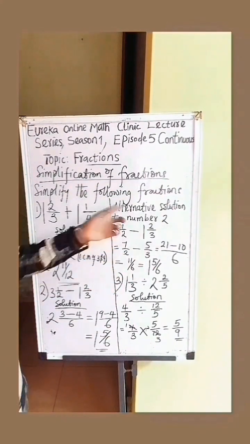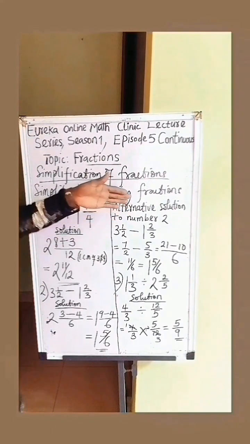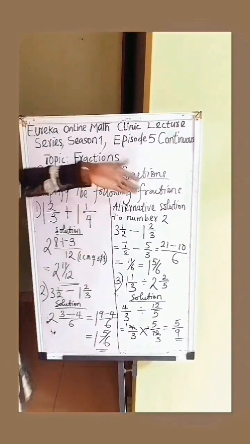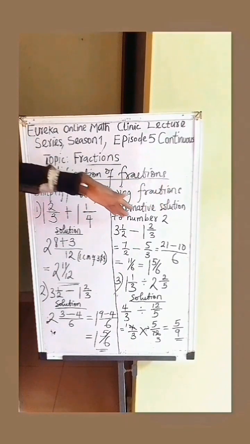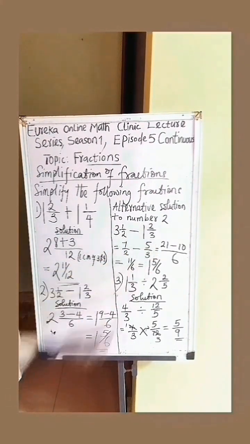We have an alternative solution to number 2. Yes, we can take another approach. If this one didn't go well with you, you can use this approach. So, alternative solution to number 2: 3 whole number 1 over 2 minus 1 whole number 2 over 3. How do we go about it?